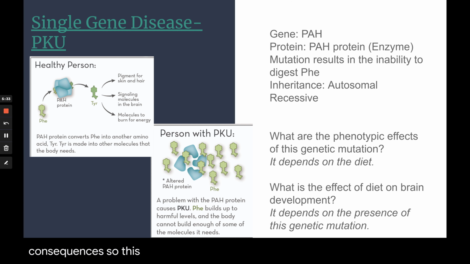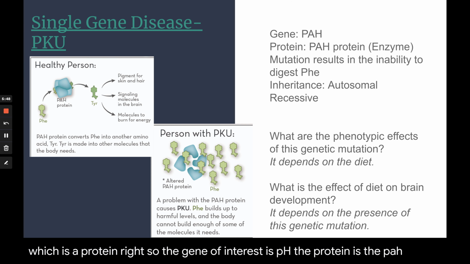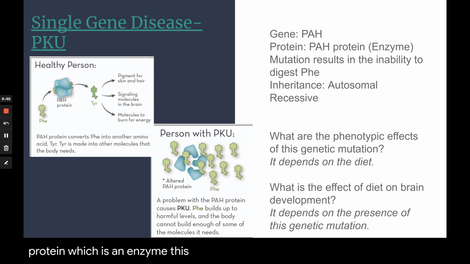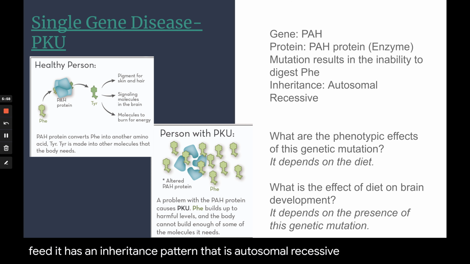So this is really a metabolic disorder. There is an abnormal enzyme, which is a protein, right? So the gene of interest is PAH. The protein is the PAH protein, which is an enzyme. This mutation results in the inability to digest Phe. It has an inheritance pattern that is autosomal recessive.